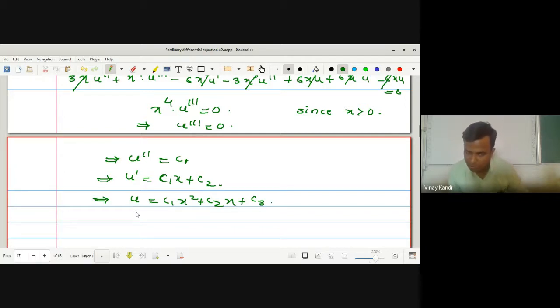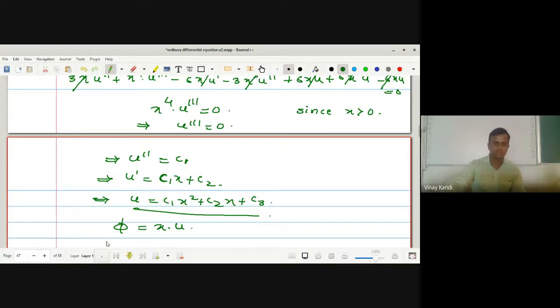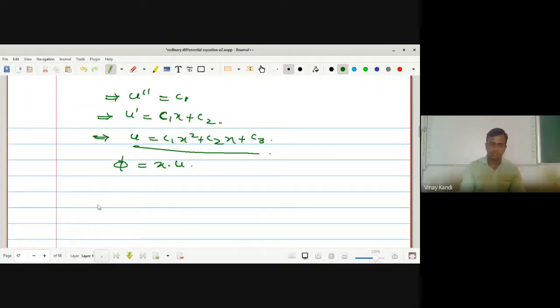Now wait a minute. Okay, this is the value of u. Now, phi is equal to x u. What is the phi? x into u. But phi of x is equal to what? x into u of x. So phi of x is equal to c1 x cube plus c2 x square plus c3 x.